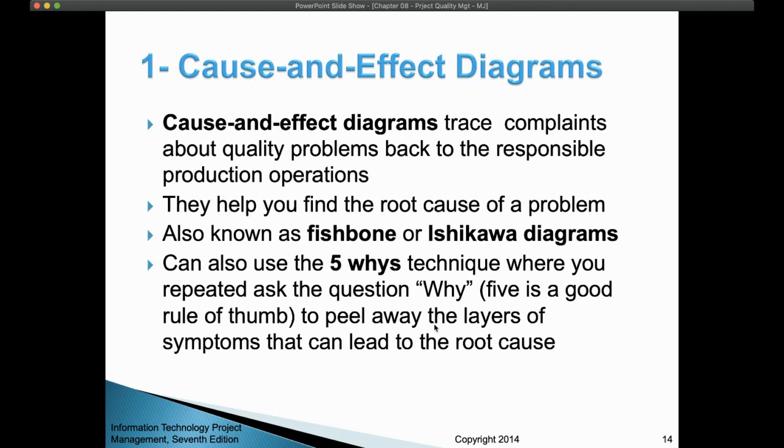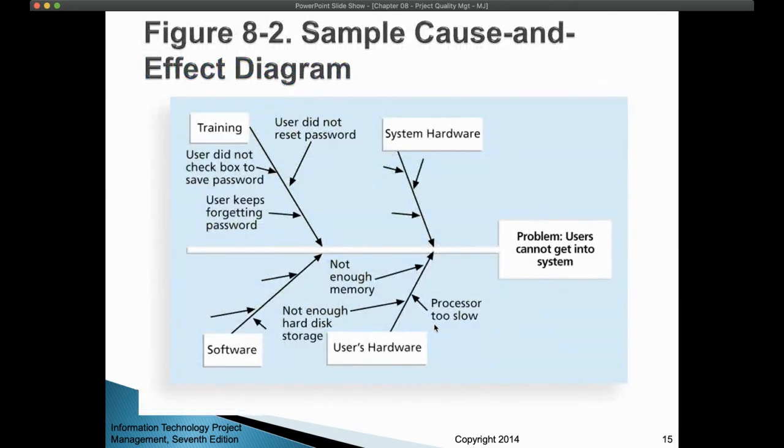We call this also the fishbone, or the Ishikawa diagram. This technique uses this diagram, I'll show you in a minute. It traces the complaints about quality problems back to the responsible production operation. So you see what caused this effect to happen. That's why they call it the cause and effect diagram. And they call it the fishbone because if you look at this diagram, it looks like a fishbone.